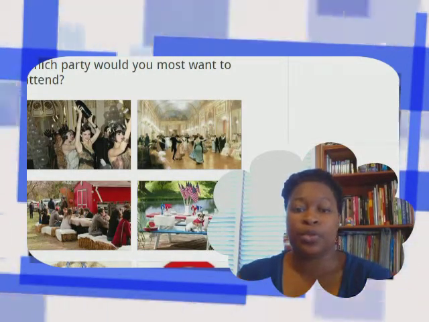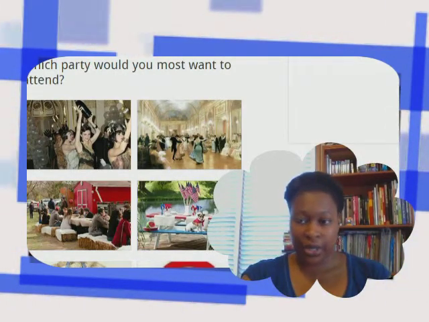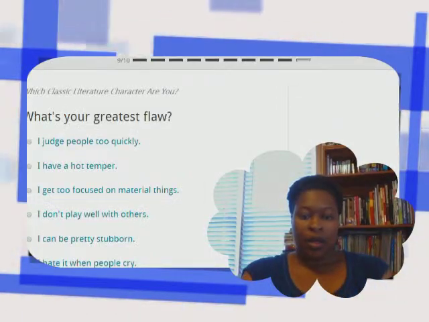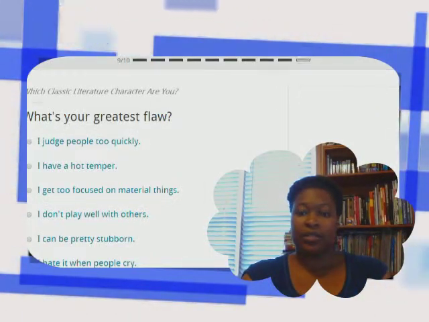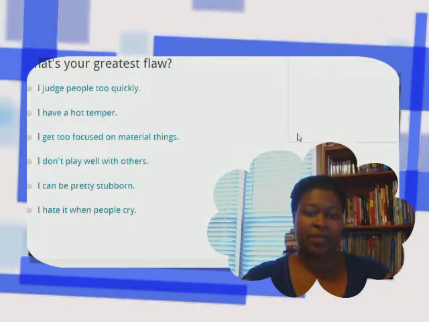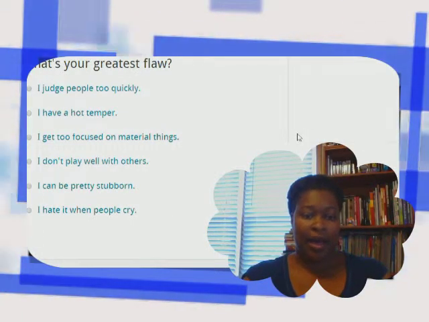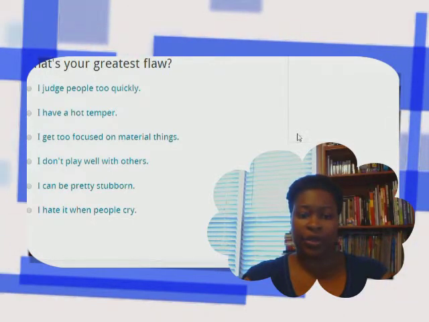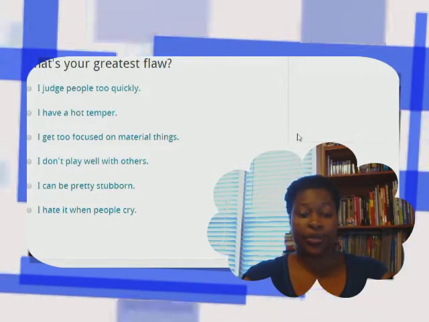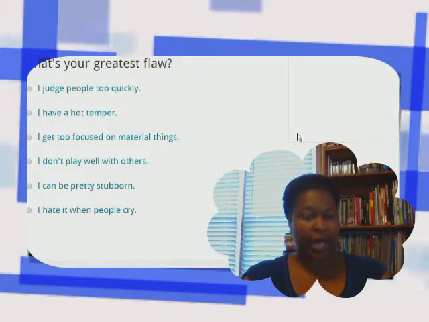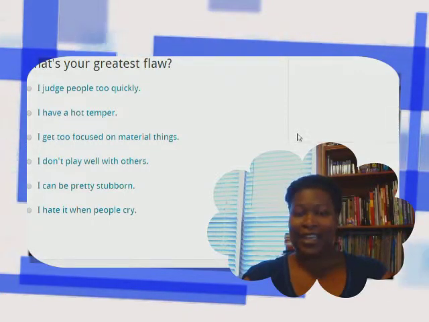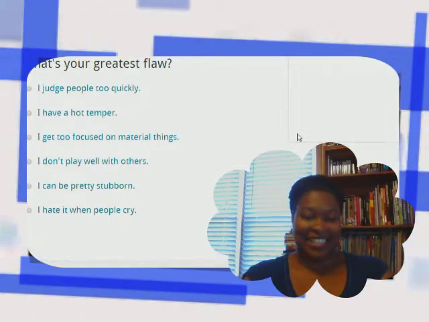Which party would you most want to attend? And here are the lovely pictures. What's your greatest flaw? I judge people too quickly. I have a hot temper. I get too focused on material things. I don't play well with others. I can be pretty stubborn. I hate it when people cry. Okay. Let's see.